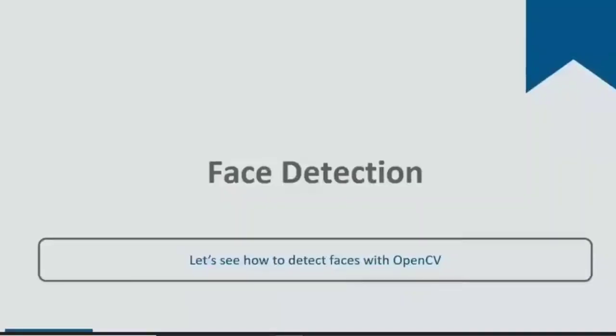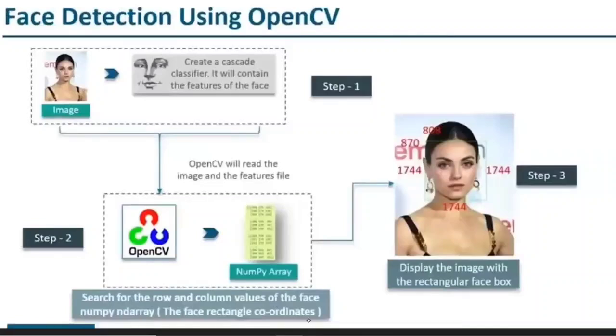Now, the next one is the most important point that comes into the picture in computer vision. This is the most important one: the Haar cascade classifier. For example, we want to detect a person's face. How are we going to detect a person's face? By using a Haar cascade classifier.